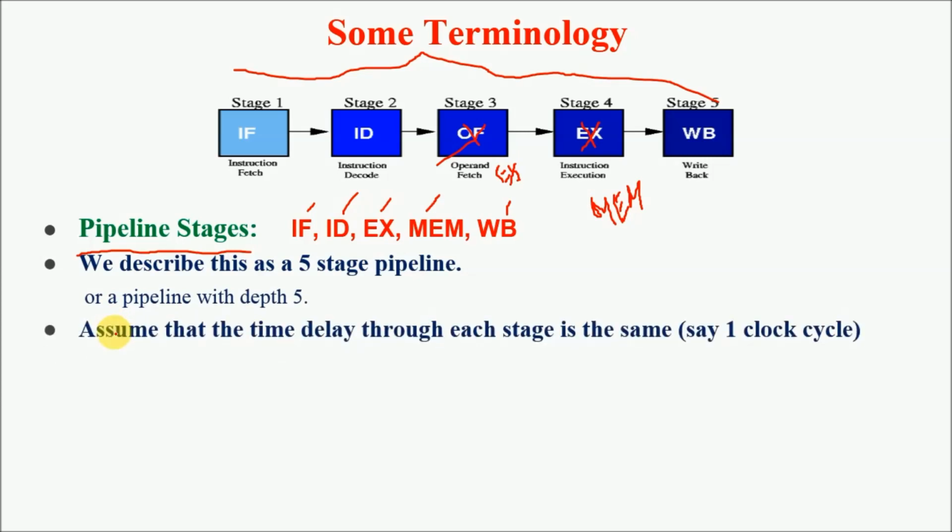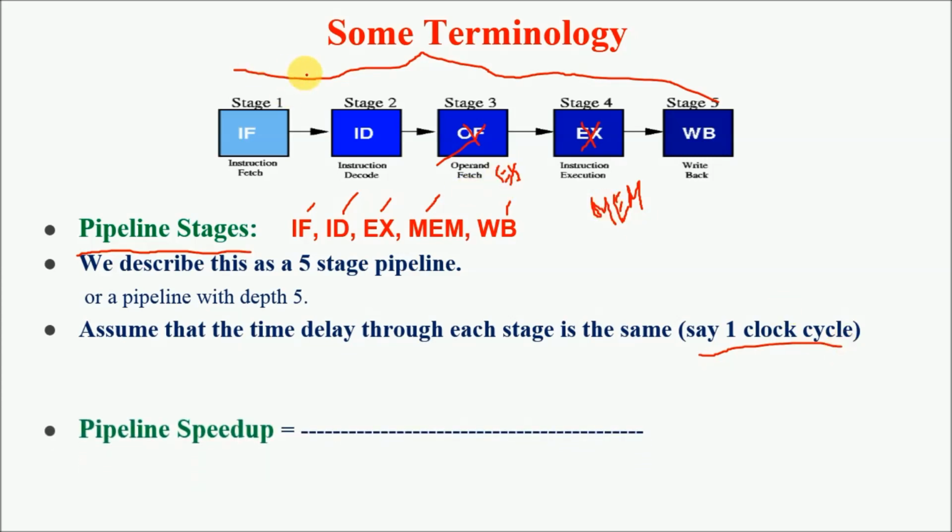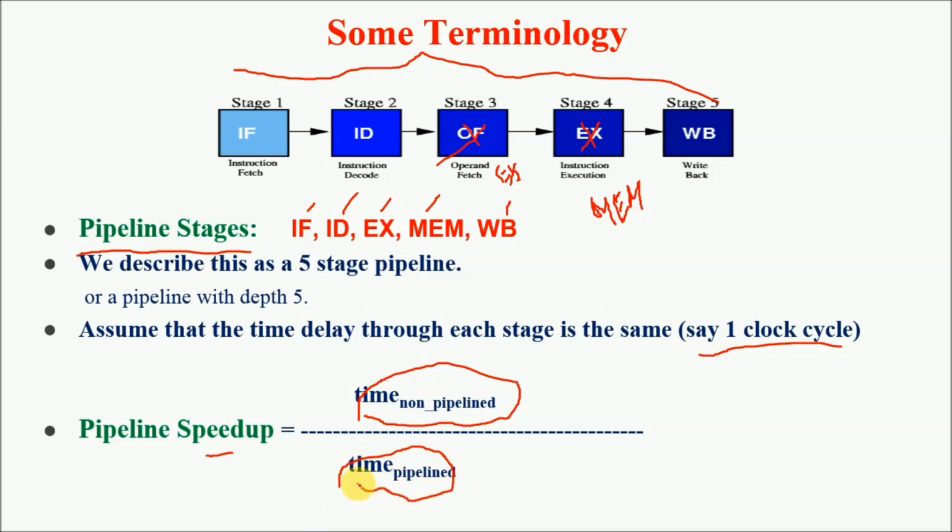Assume that every stage will take 1 clock cycle to execute. Now, the very important terminology that we have to understand about pipelining is called the speed up. So how do we calculate the speed up of this pipeline system? To calculate the speed up, we have to calculate the time in the non-pipeline procedure for executing n number of instructions, and divide that time by the time used in the pipeline procedure. By calculating this, we can find the speed up of a pipelining system.